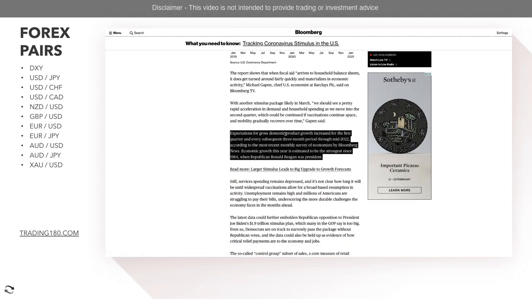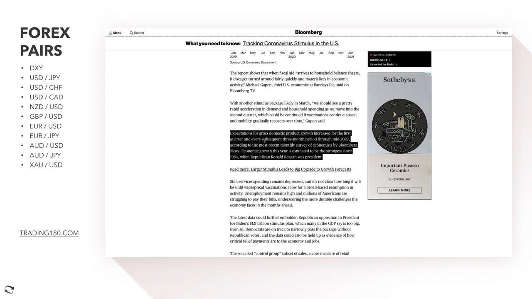Expectations for gross domestic product growth increased for the first quarter and every subsequent 3-month period through mid-2022, according to the most recent monthly survey of economists by Bloomberg News. Economic growth this year is estimated to be the strongest since 1984, when Republican Ronald Reagan was president.